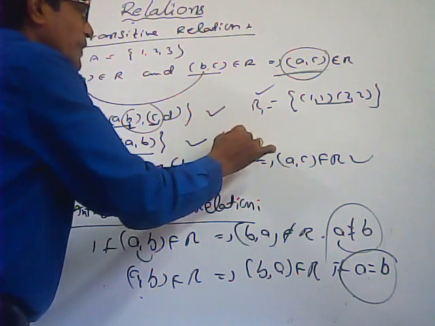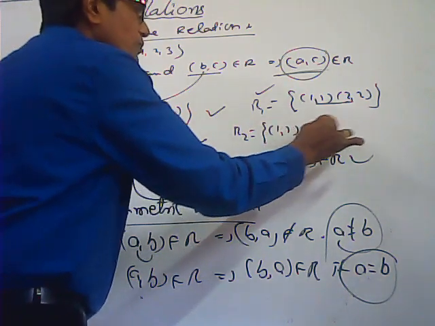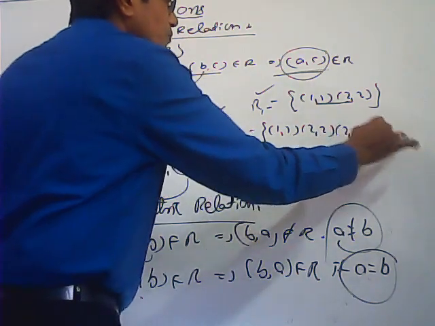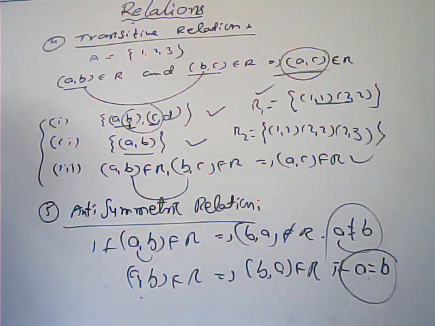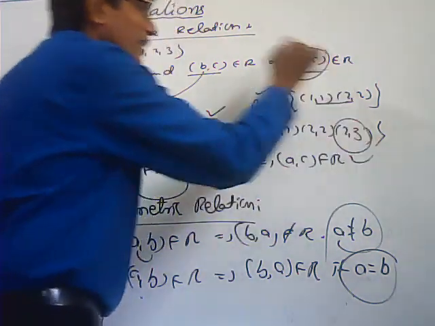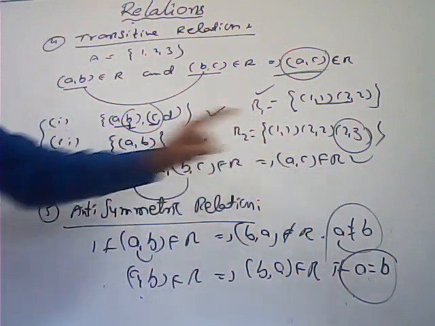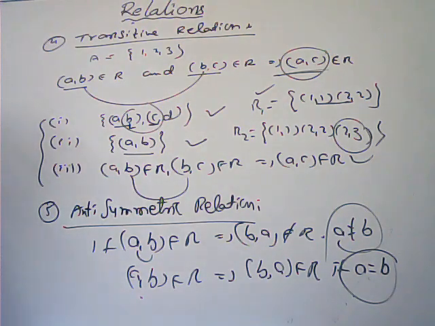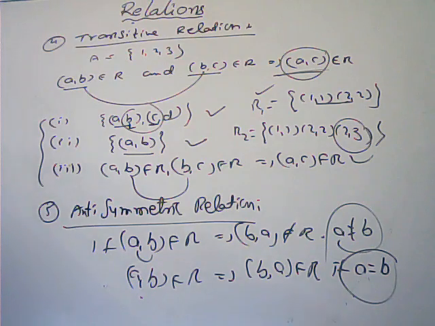If I give one more example, ordered pairs (1,1), (2,2), (2,3). Now unequal ordered pairs are there. Only equal ordered pairs would satisfy transitive, symmetric and anti-symmetric. Unequal ordered pairs are there. Here (a,b) is there, but (b,a) is not there. So this is an anti-symmetric relation. Here (2,3) is there. If it contains (3,2), then we say that is a symmetric relation.